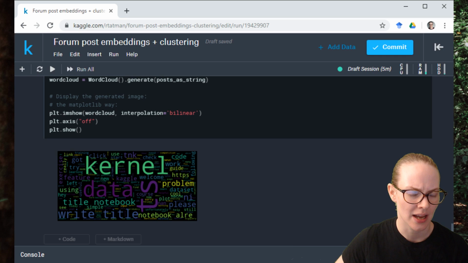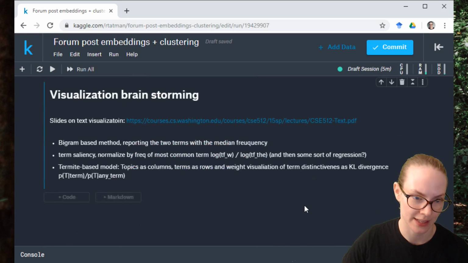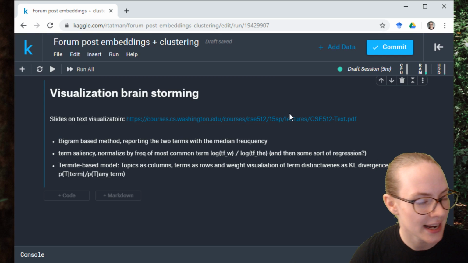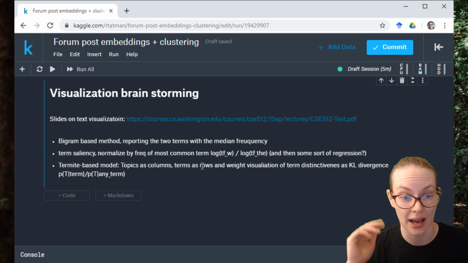So my desire is to have a visualization, a way of summarizing these clusters using visualization. And so we went through some slides on visualization research and text clustering, and there's a couple of methods that we might be able to use in order to do this.